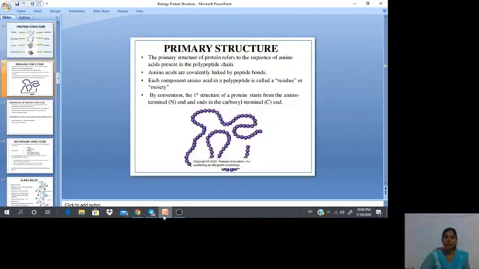Now we will discuss the primary structure. The primary structure of protein refers to the sequence of amino acids present in a polypeptide chain. These are covalently bonded and the bond is known as the peptide bond. Each component amino acid in a polypeptide is called a residue or moiety. In primary structure, the chain starts from the amino terminal end and ends at the carboxyl terminal end.